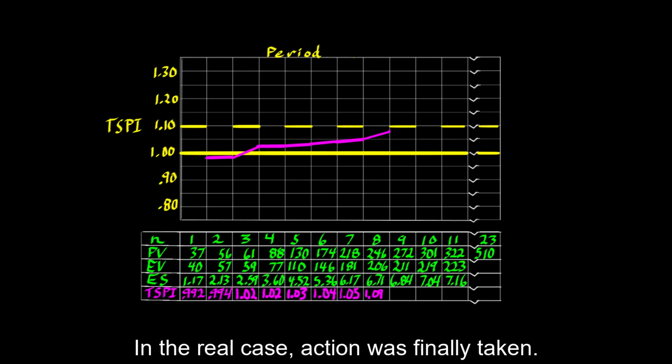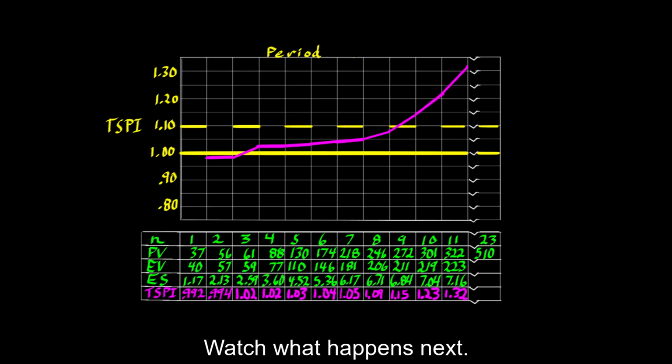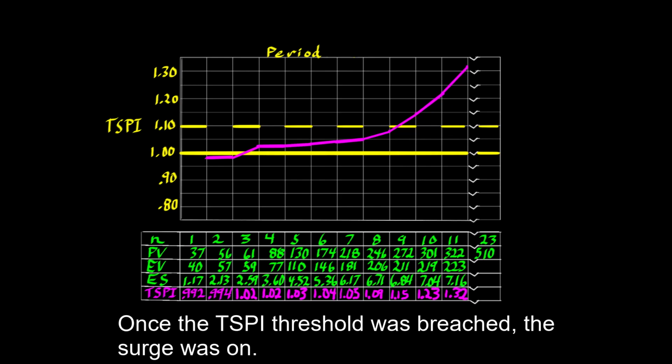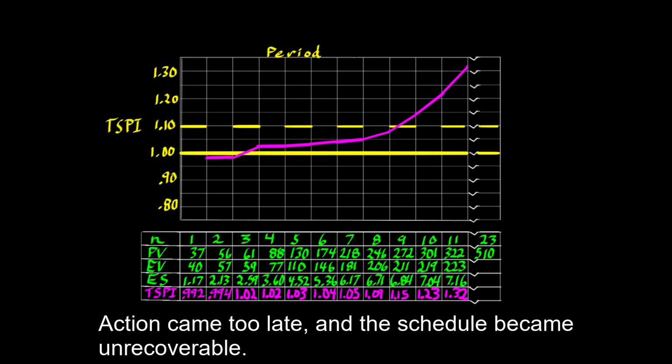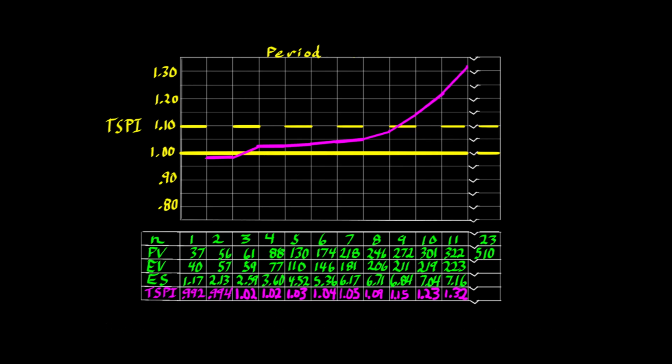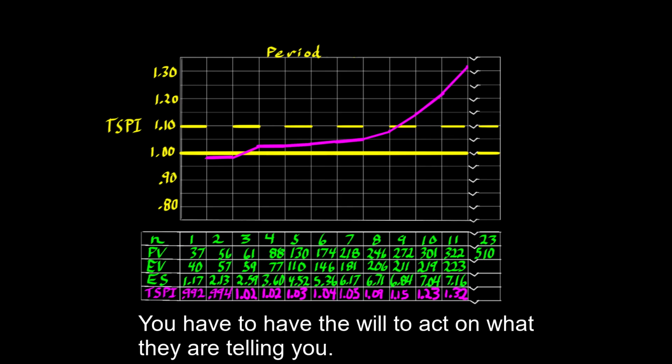In the real case, action was finally taken, but did it come too late? Watch what happens next. Once the TSPI threshold was breached, the surge was on. Action came too late, and the schedule became unrecoverable. Observing the numbers is not enough. Believing what they say is not enough. You have to have the will to act on what they are telling you.